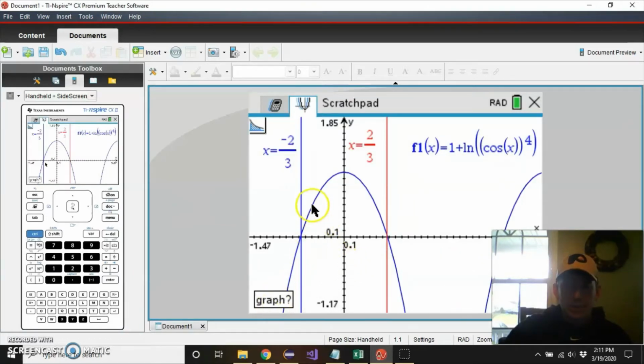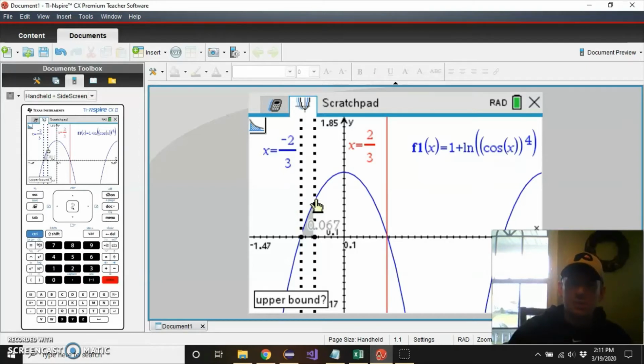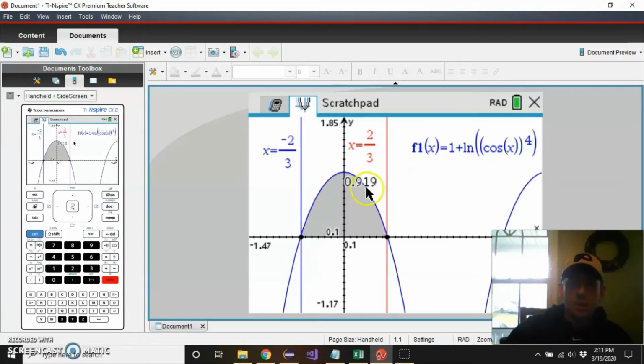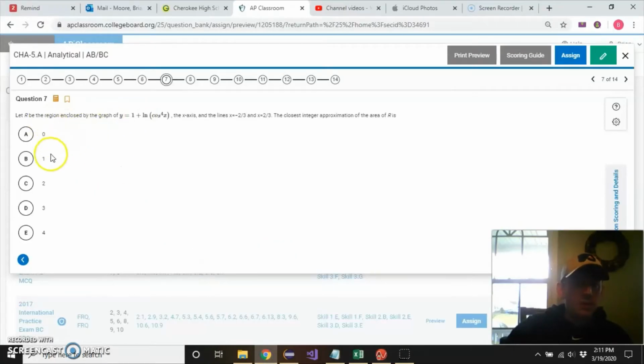It's asking me which graph because I have a bunch on here. So make sure you choose your graph. And I'm going to go from negative 2/3 to 2/3. So it's just under 1. So our closest integer approximation is going to be 1. Cool.